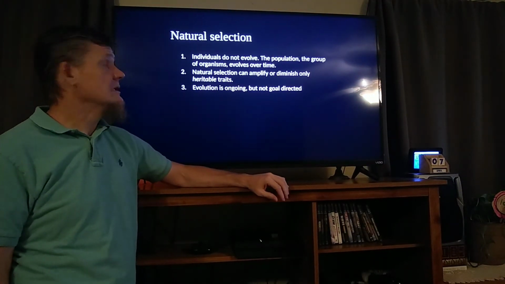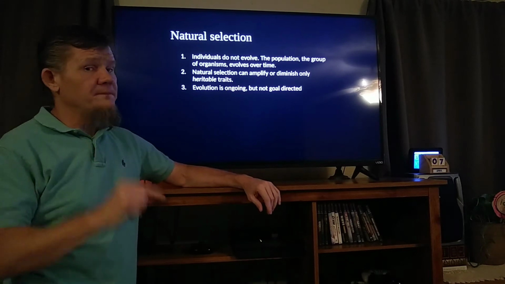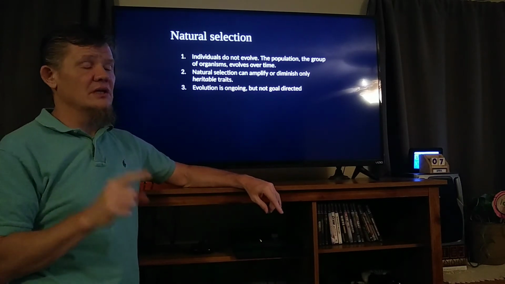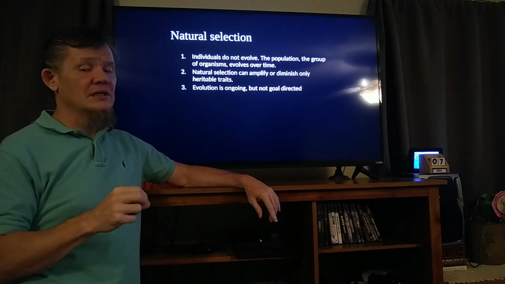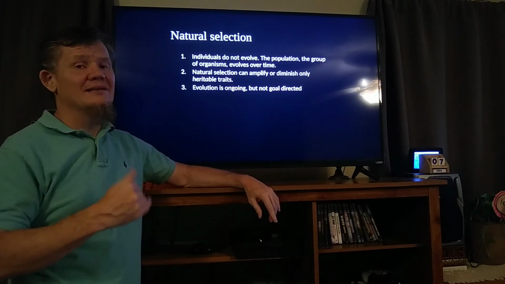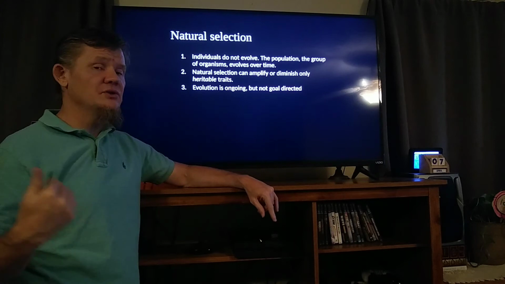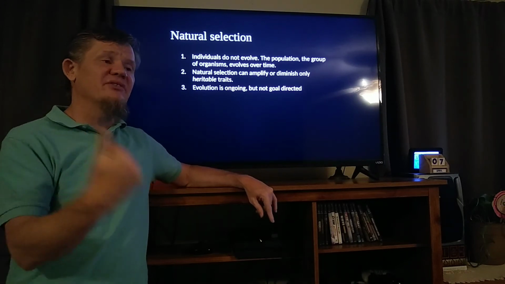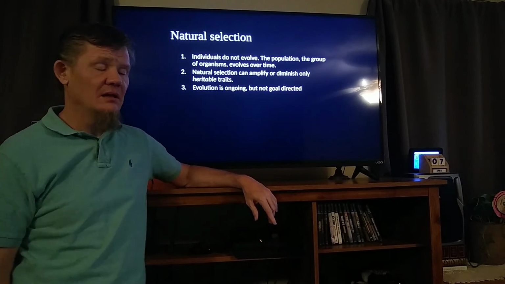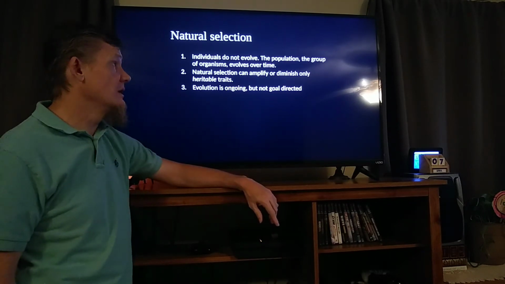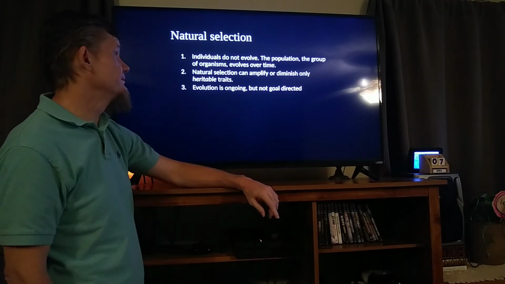Natural selection. The first thing to remember, an individual does not change. An individual does not evolve. Evolution is the accumulation of traits in a population. Evolution is the change in the percentages of genes in a population over time. An individual cannot evolve. Only populations do.